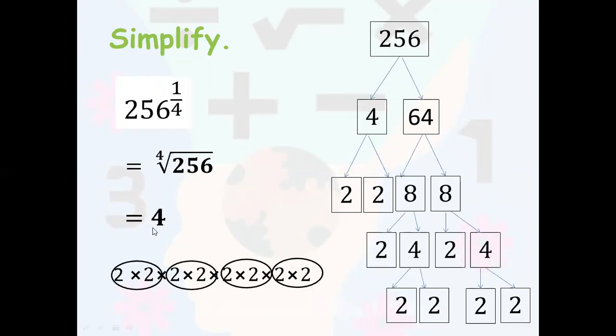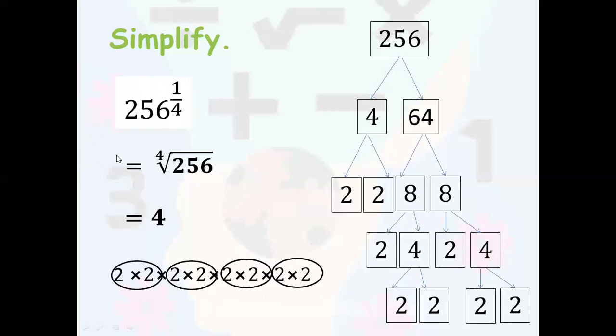All right, let's see one more example. Yes, this is a bigger number, but it's easy. The question says 256 to the 1/4 power. So first, write down the question, put the root sign, and what will be the index? The denominator is 4, so the index will be 4. Now, which number multiplied 4 times will give us 256? It's not an easy number to think of, but if you're very good at mental math, you can easily find out that it's 4.